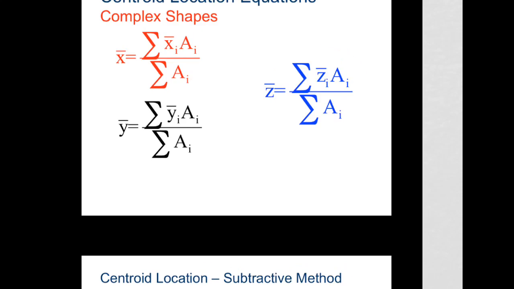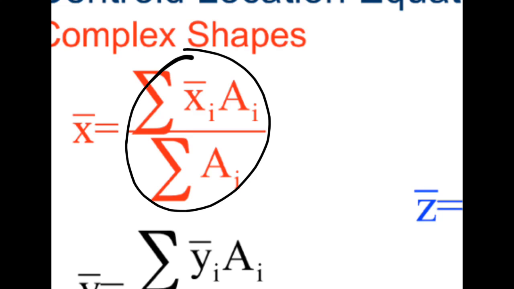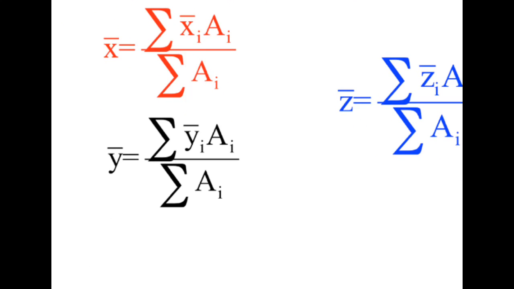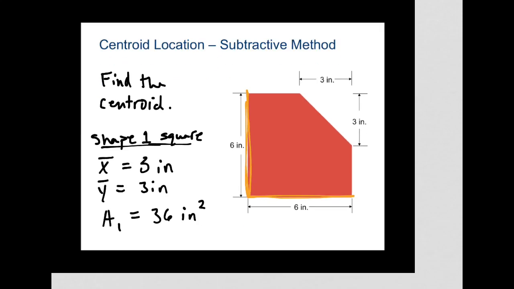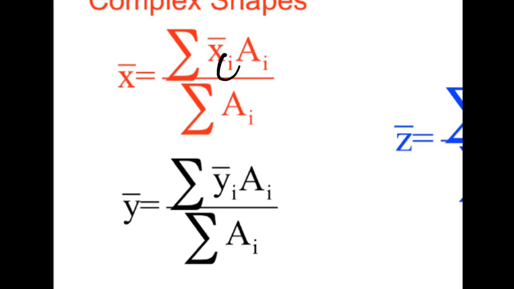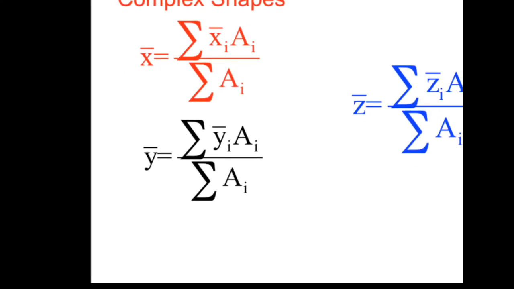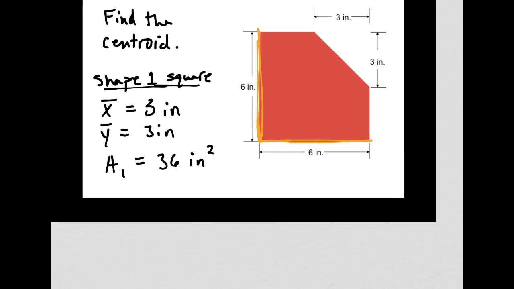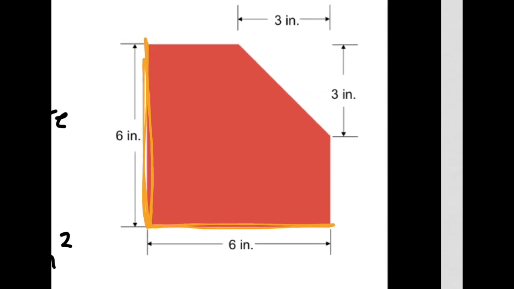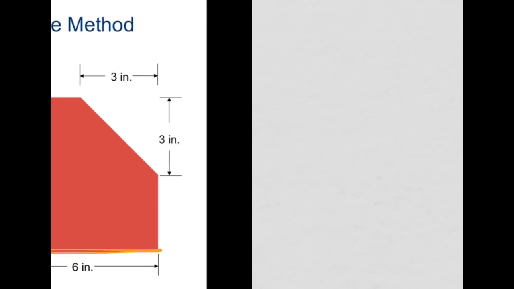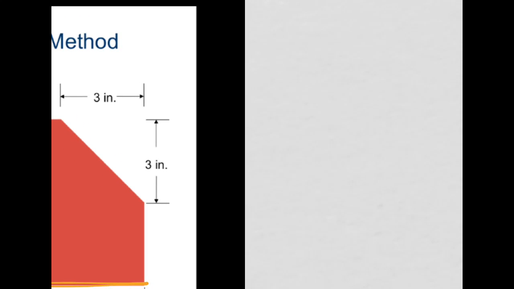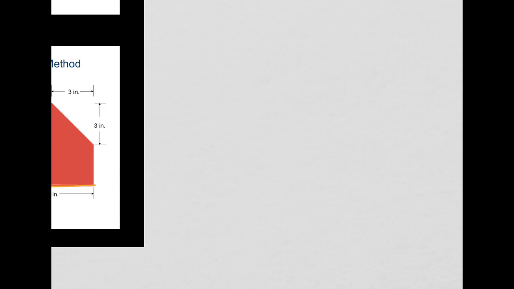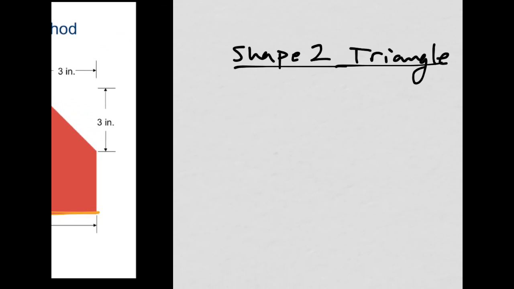So it looks like I have all of the information that I need for my x's and for my y's. But I need it for all of the shapes. That index means it's going to be changing, so I need to do it for all of my shapes. So what's my second shape? My second shape, shape 2, is that triangle. So I'll do it over here. Now this triangle, I'll redraw it.